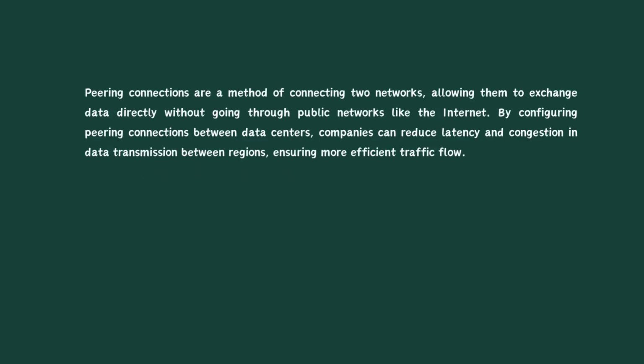Peering connections are a method of connecting two networks, allowing them to exchange data directly without going through public networks like the Internet. By configuring peering connections between data centers, companies can reduce latency and congestion in data transmission between regions, ensuring more efficient traffic flow.